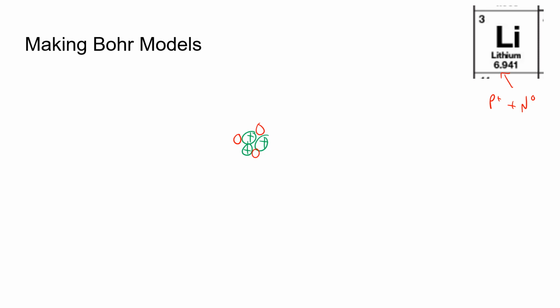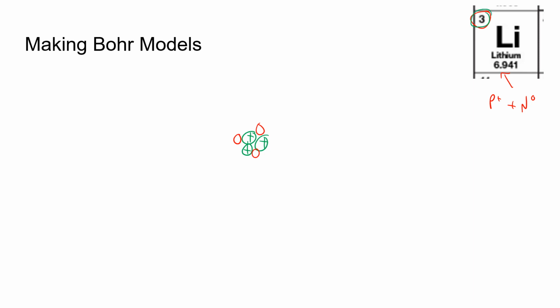Okay. I want to go ahead and just draw 6 total instead of 7 because I want to keep it balanced. I want to keep it the same. But I could draw 7. That's totally fine. What matters is I have 3 protons, because that's what identifies the atom. And remember, those protons have that positive charge.